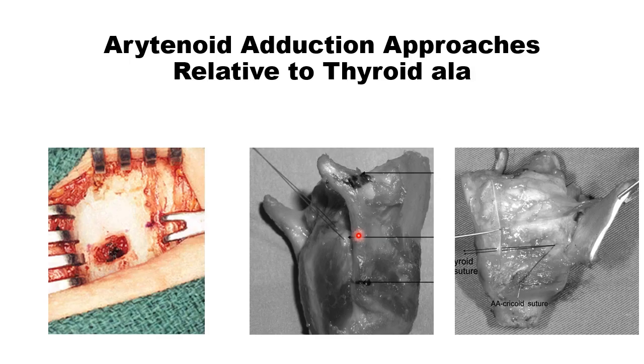This is the inferior part of the thyropharyngeus muscle, and this is followed by removal of a part of the posterior lamina of the thyroid, and this would expose the muscular process of the arytenoid, and through this approach you could work on the muscular process to achieve adduction.